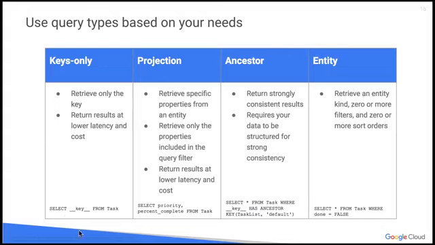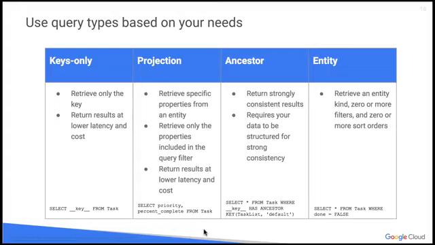If you need to access only specific properties from an entity, or you need to access only the properties that are included in the query filter, use a projection query. A projection query returns results at a lower latency and cost than retrieving entire entities. An example of a projection query is shown in the table.